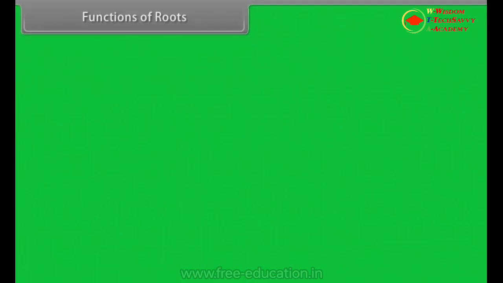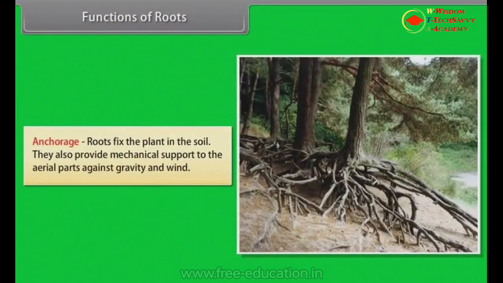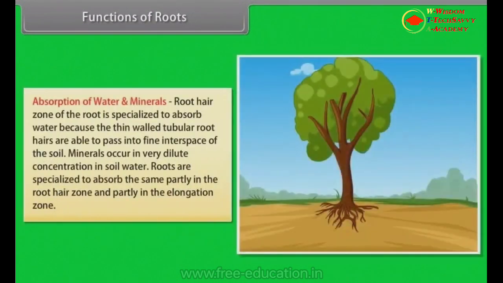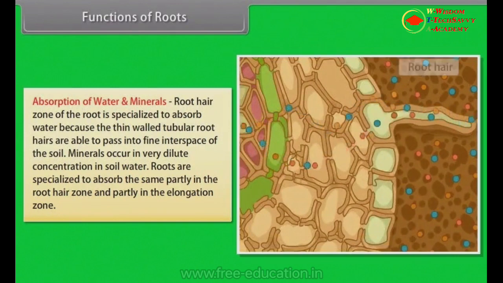Functions of roots. Anchorage: roots fix the plant in the soil. They also provide mechanical support to the aerial parts against gravity and wind. Absorption of water and minerals: the root hair zone of the root is specialized to absorb water because the thin-walled tubular root hairs are able to pass into fine interspaces of the soil.